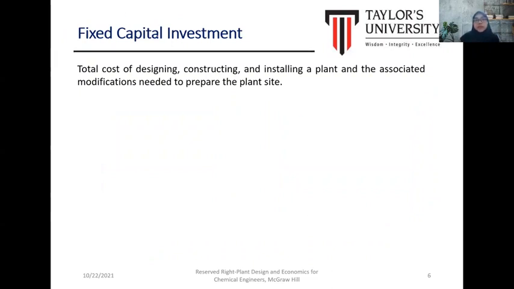The fixed capital investment is the total cost of designing, constructing, and installing the plant and associated modifications needed to prepare the plant site, including the modification of the process, of the equipment, or maybe modification of the existing system in that certain process plant. So the fixed capital covers everything starting from the design until the installation of the plant.